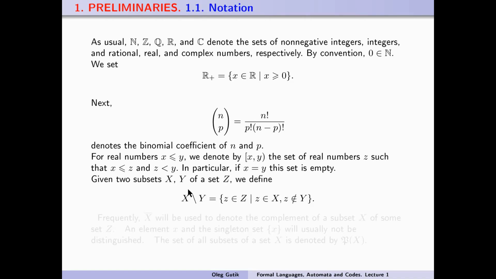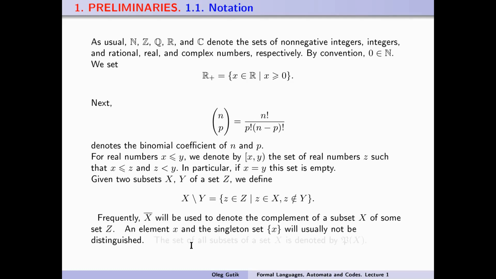For any two subsets X and Y of the set Z, we denote by X minus Y, or X without Y, the set consisting of such elements z of the set Z such that z is an element of X, but z is not an element of Y. Frequently, X with an overline is used to denote the complement of a subset X of some set Z.